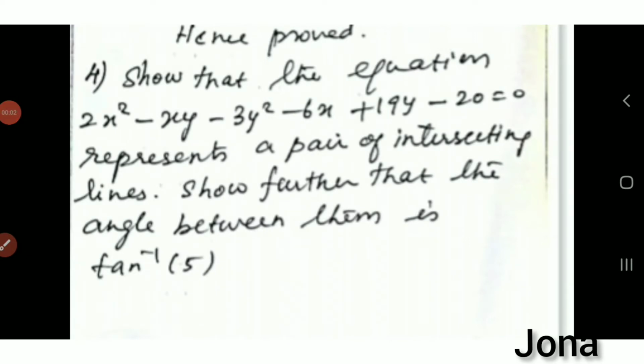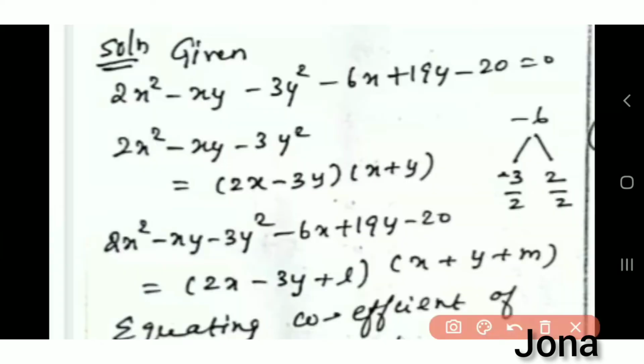Fourth sum. Show that the equation 2x² − xy − 3y² − 6x + 19y − 20 = 0 represents a pair of intersecting lines. Show further that the angle between them is tan inverse of 5. First, we have to show the given equation represents a pair of intersecting lines. The given equation is 2x² − xy − 3y² − 6x + 19y − 20 = 0.